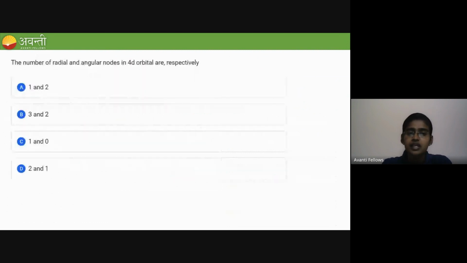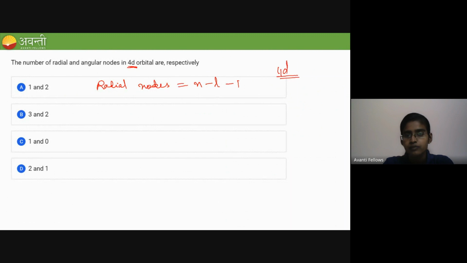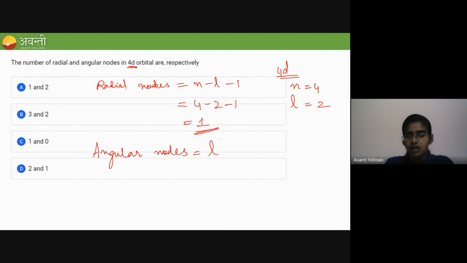The number of radial and angular nodes in 4d orbital. So radial nodes formula is n minus L minus 1. For 4d orbital, n is equal to 4 and L is equal to 2 for d. So it will be equal to 4 minus 2 minus 1, in which we are getting 1 as the total number of radial nodes. And the total number of angular nodes is equal to L. The formula to find out the total number of angular nodes is L. L is nothing but 2. So 2 is the answer. So 1 and 2. Option A is the correct answer for this question.